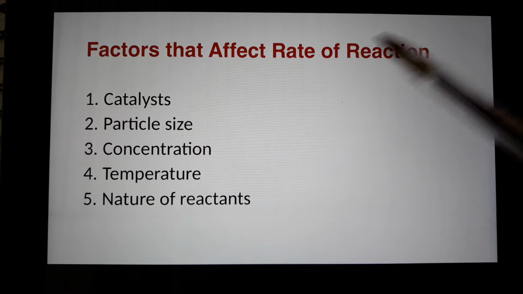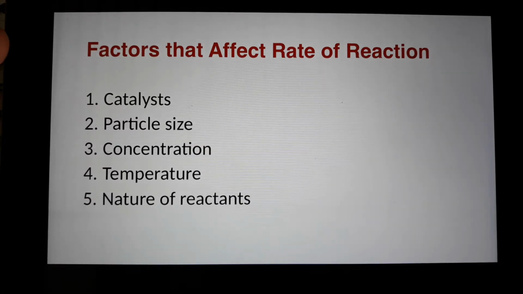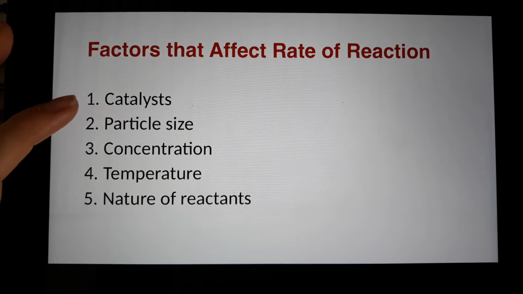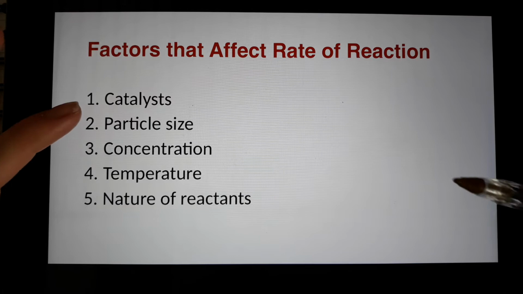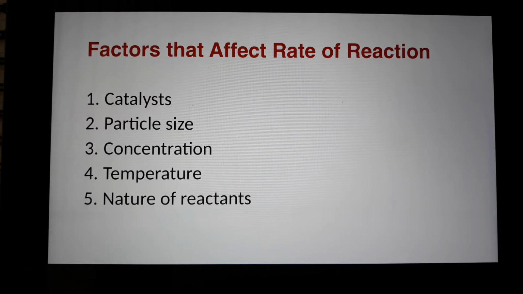The first one is catalysts, which we know are a substance that's added to a reaction to alter the rate of reaction without being used in the reaction itself. That means that it can be removed at the end of an experiment chemically unchanged. So although physically it might look like it's changed slightly, chemically it's the exact same.